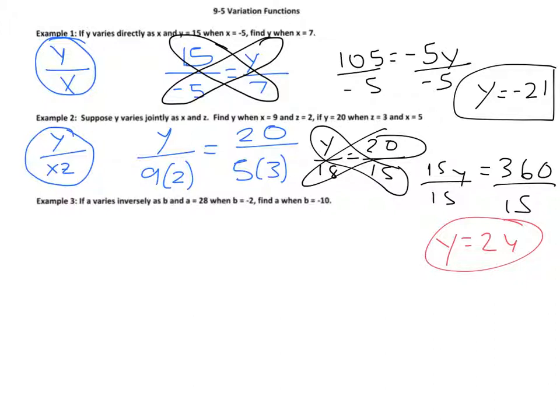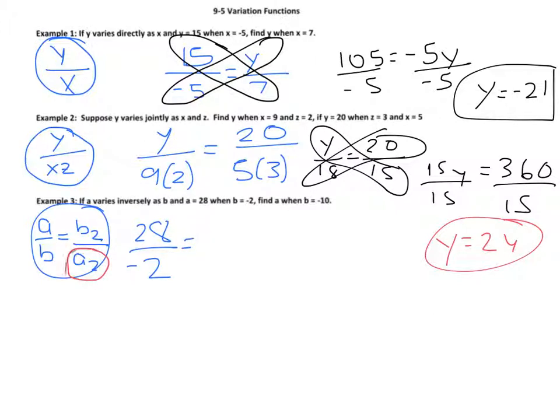And then on example 3, it says if A varies inversely as B. So what this means is that A over B is going to be equal to B2 over A2. So we're kind of going to be flipping the second one. So it says if A varies inversely as B and A equals 28 when B equals -2. So we're going to go ahead, still using this as our guiding force. We have A is 28 when B is -2. Find A. Now keep in mind that the new A for the second piece is going to be on the bottom. So A is going to be on the bottom here when B equals -10.